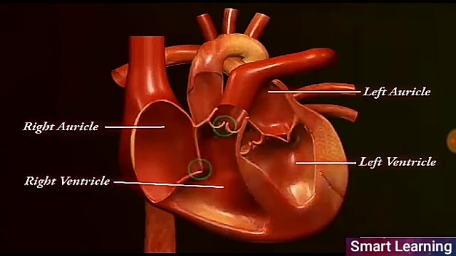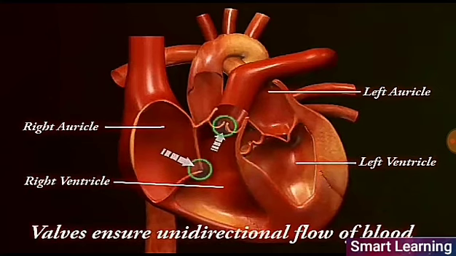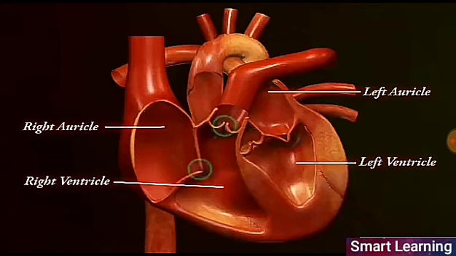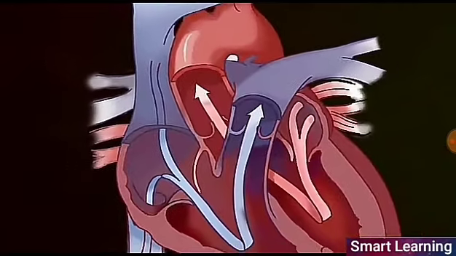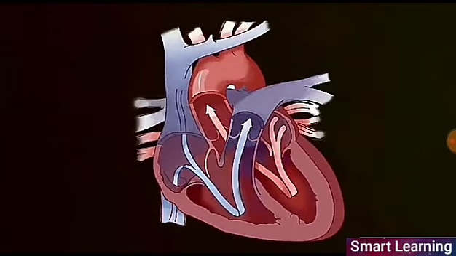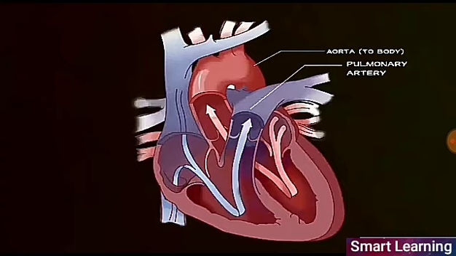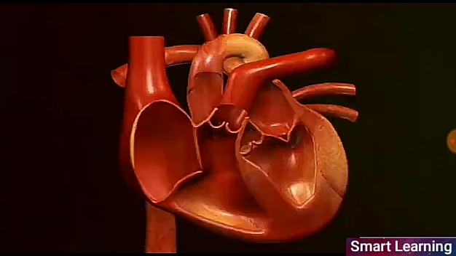There are two valves between the right auricle and the right ventricle. These valves provide one-way passage for the unidirectional flow of blood from auricle to the ventricle. The walls of the heart are composed of special muscles called the cardiac muscle fibers. Many blood vessels originate from the heart, the important ones being the aorta, pulmonary artery, the superior vena cava and the inferior vena cava. Let us now understand how the heart functions to purify the blood.